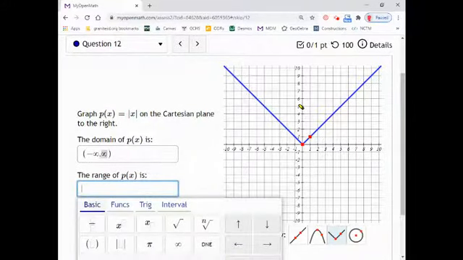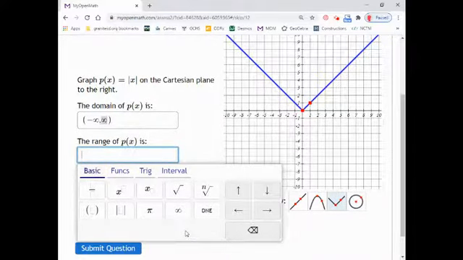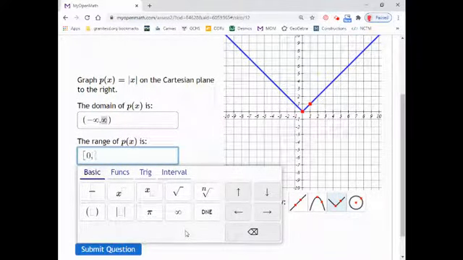Now the range. How low can this pattern go? Well, look at the graph. It can't go negative. Why? Because the bars mean you're going to make it positive. So the range, that means this blue pattern, how low can it go? The lowest it can go is 0. That's the lowest it can go.